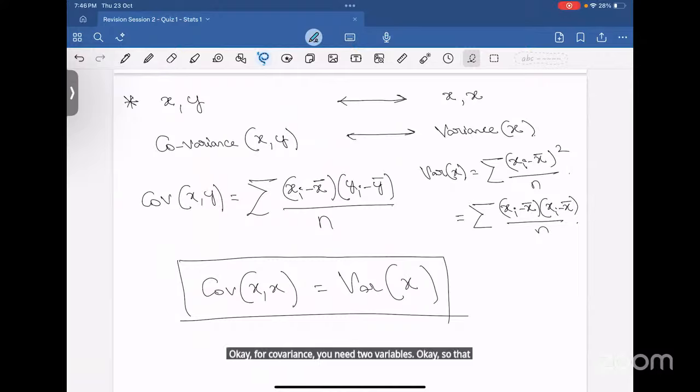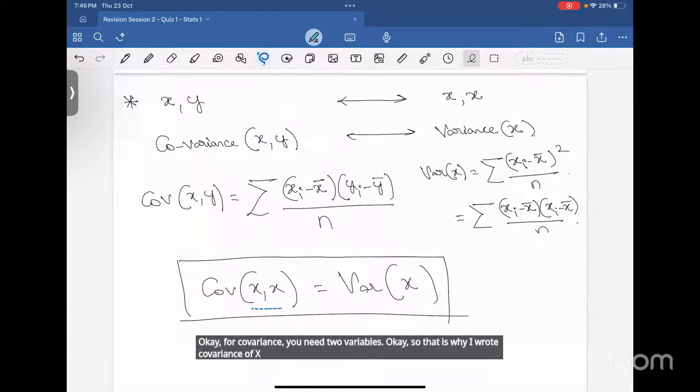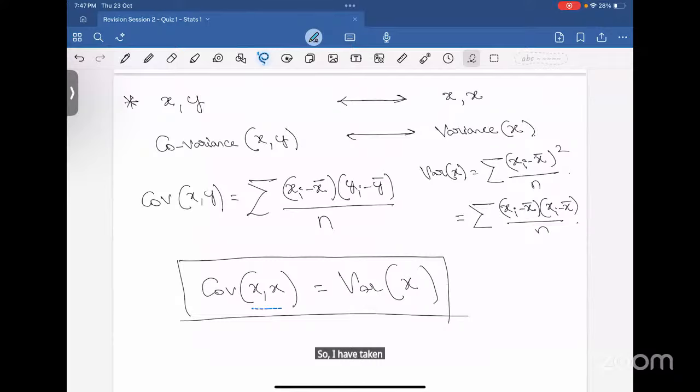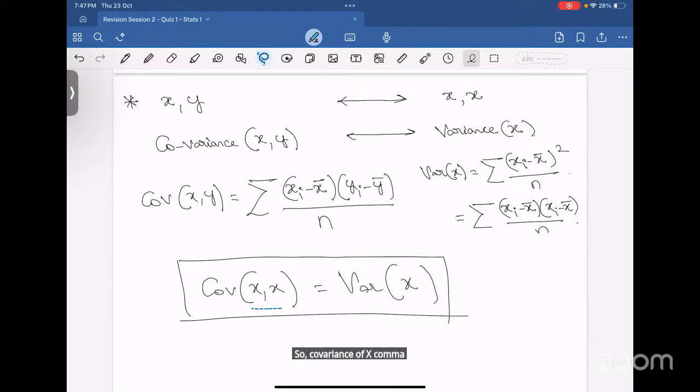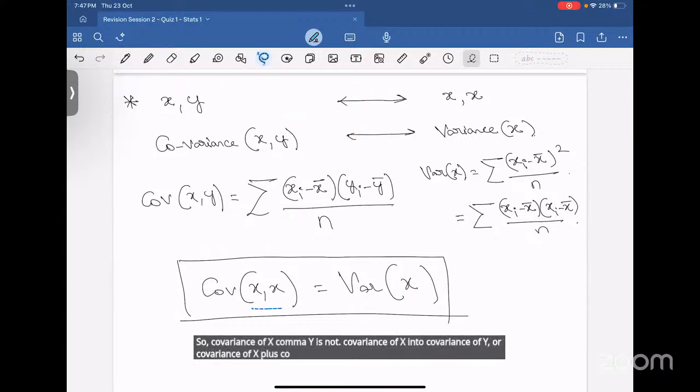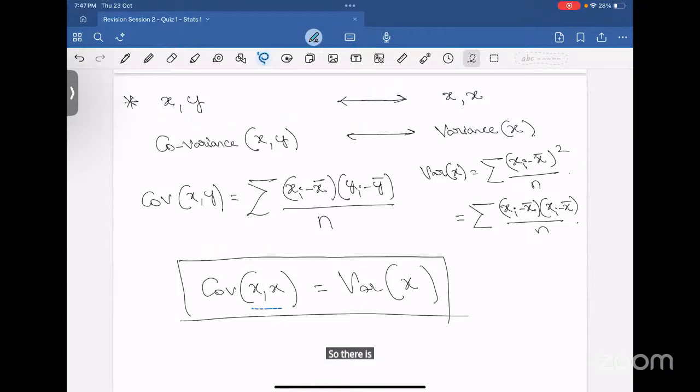Okay, so that is why I wrote covariance of x comma x. I have taken the same variable twice. Covariance is only between two variables, whereas variance is for a single variable. So covariance of x comma y is not covariance of x into covariance of y, or covariance of x plus covariance of y. There is no covariance of x first of all.